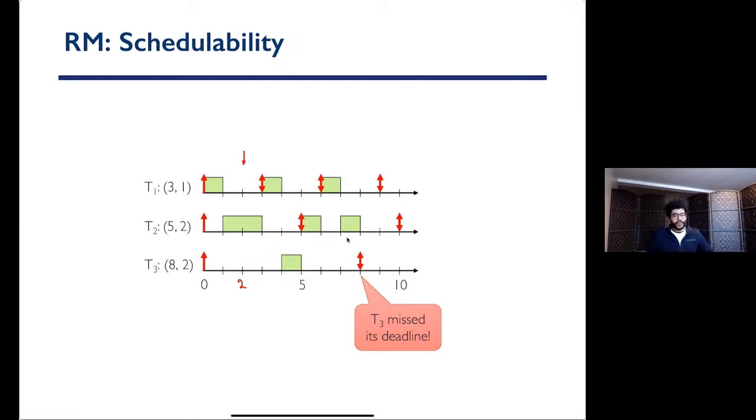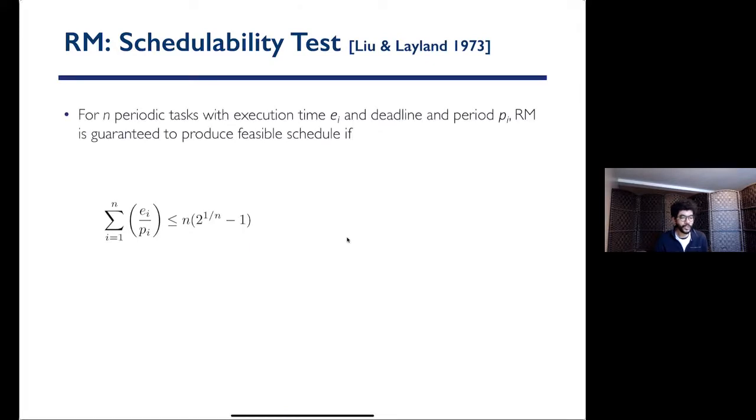Okay, so we found a workload consisting of T1, T2, and T3 with the specific execution times, deadlines, and periods for which rate monotonic has failed to produce a feasible schedule because T3 missed its deadline. So generally speaking, there is a test to be done to see if rate monotonic can produce a feasible schedule. The formula is in front of you.